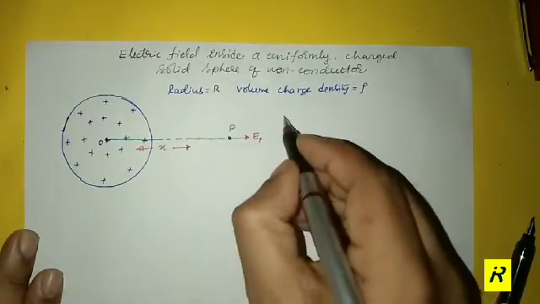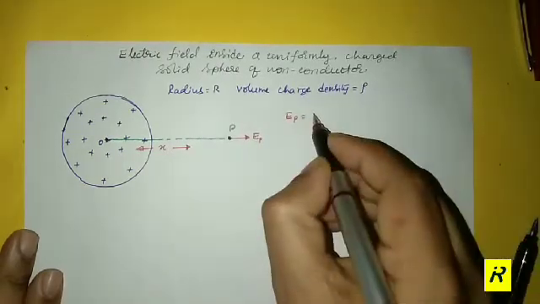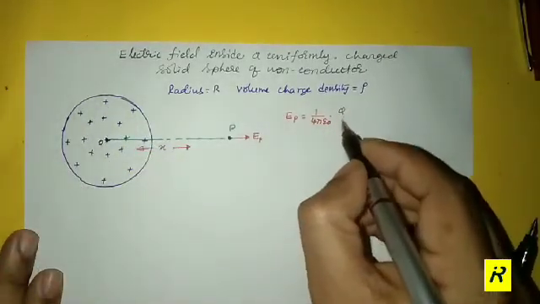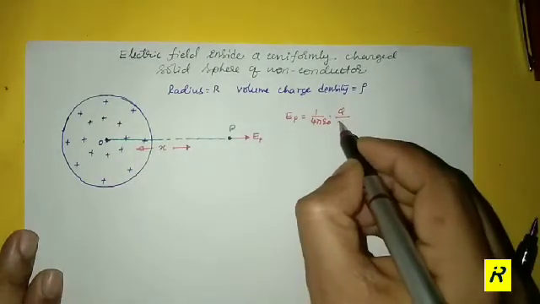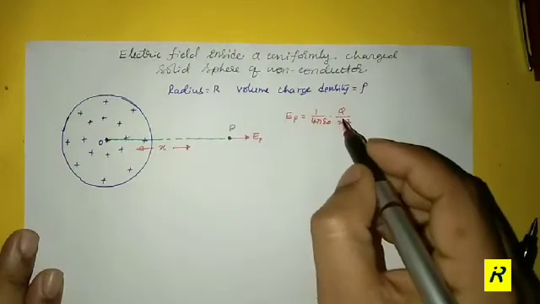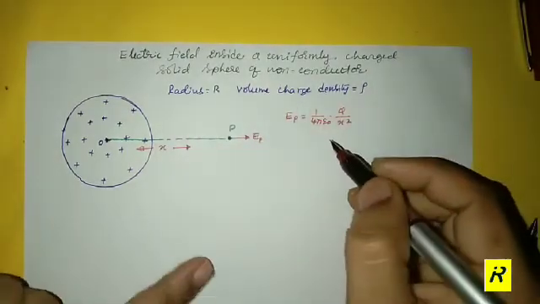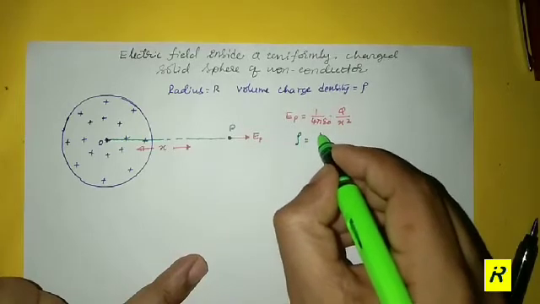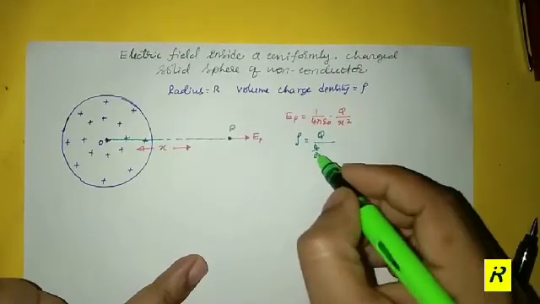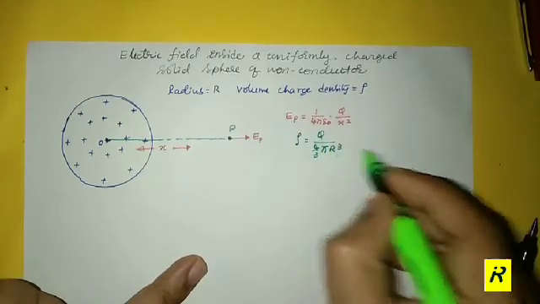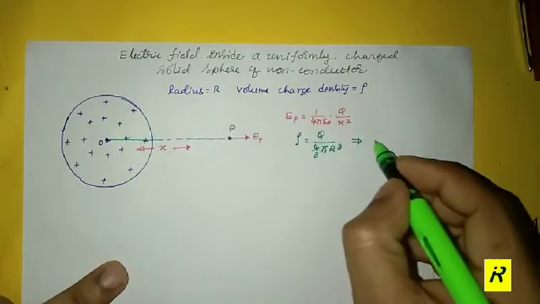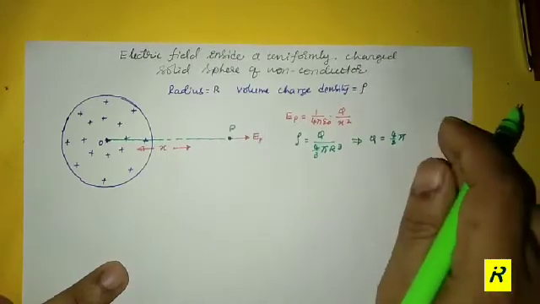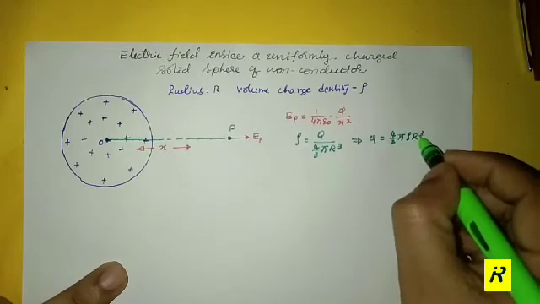The electric field EP is given by 1 by 4 pi epsilon naught, the complete charge on the sphere Q, divided by the square of the distance. Otherwise, I can use the volume charge density here. Charge density is Q divided by the volume of the sphere, 4 by 3 pi R cube. So Q is equal to 4 by 3 pi rho R cube.